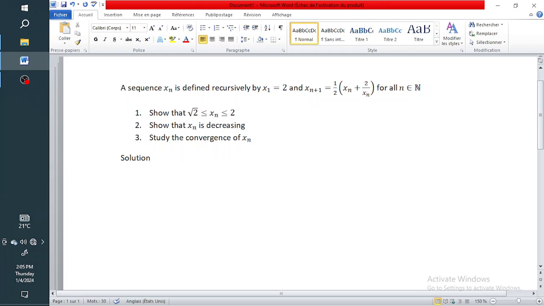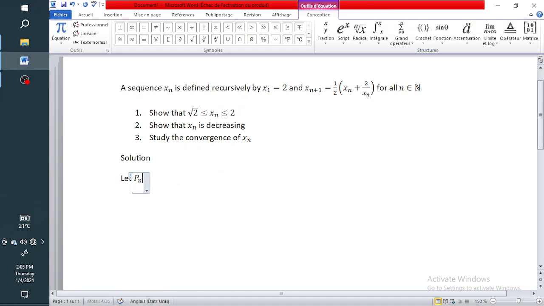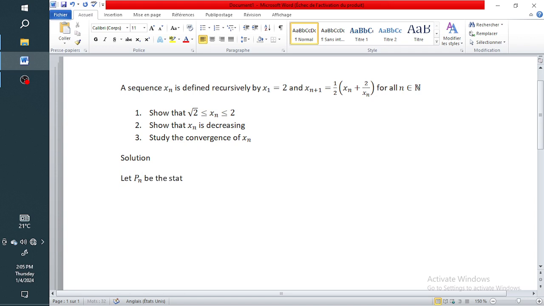So for my analysis of this question, I introduced a function into this question. Alright, and I proved the first part by mathematical induction. So by mathematical induction, I let P of n be the statement. What I am proving is that for all natural numbers n, x of n is bounded between these two numbers.